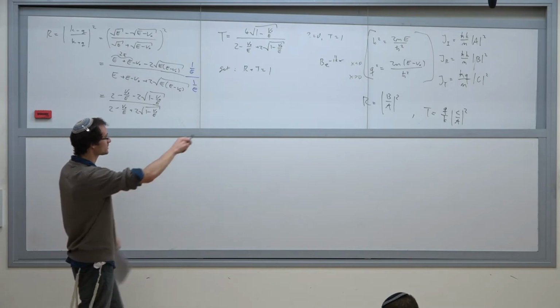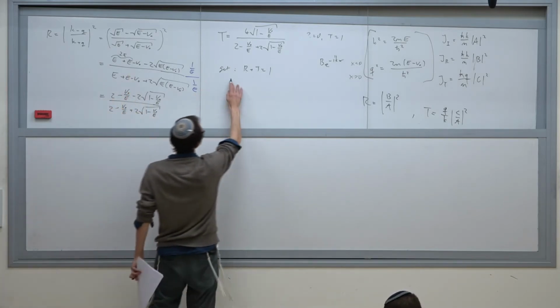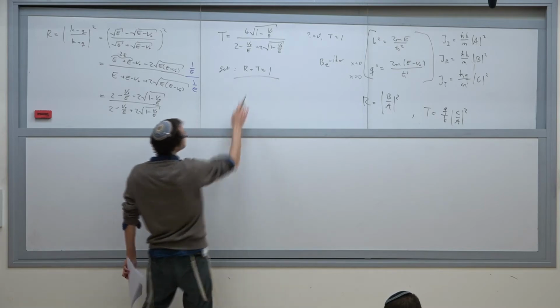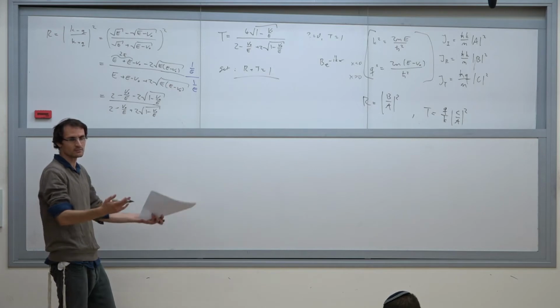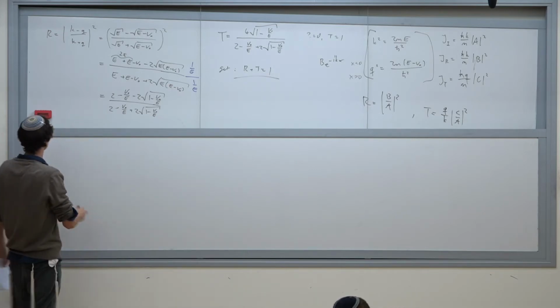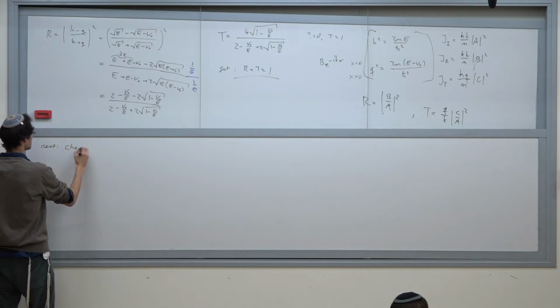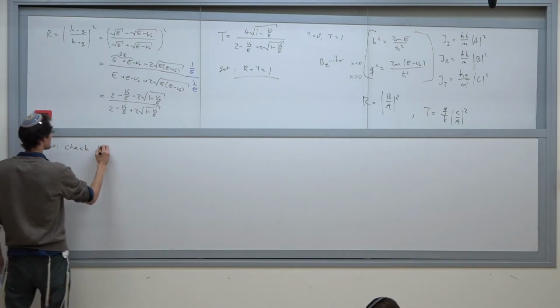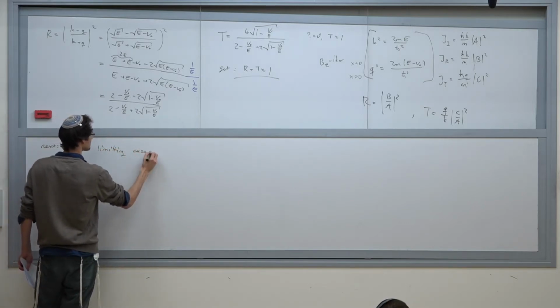What do you do when you finish? So we finished here. We found R. We found T. We've checked that indeed R plus T equals 1. So we understand that our solution makes sense. It's actually a real physical solution. What you should do next is check limiting cases. What do we mean by limiting cases?